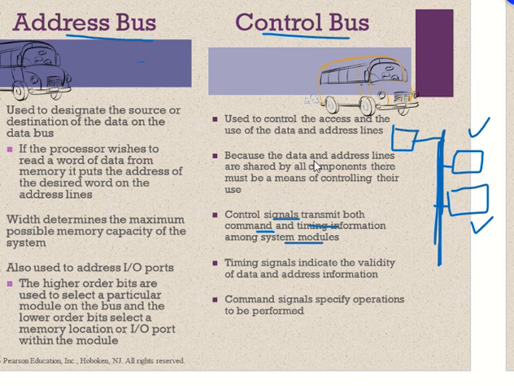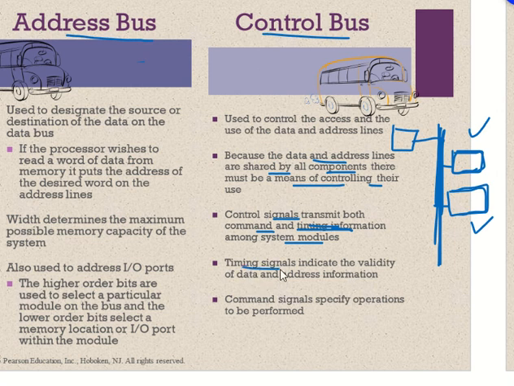So the data and address lines are shared by all the components, so there should be a means to control your data. This data is accessible by this module, this component, and this component. So the control bus is the one controlling the data. It is the one telling that this data is for this device and this data is for that device. Also it has timing information. So the data will be available only for a short time. After that the data will be gone. So timing signals are also there. The control bus contains all these things.